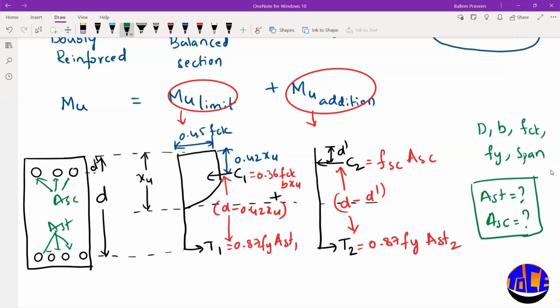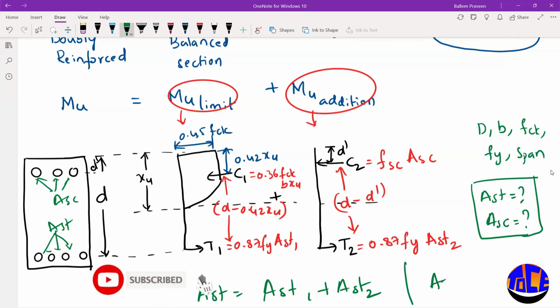So to find out Ast, look here. Ast is equal to Ast1 plus Ast2. Ast1 is the steel for a balanced section, and Ast2 is for additional moment. Similarly, you are having Asc, that is the steel in compression.